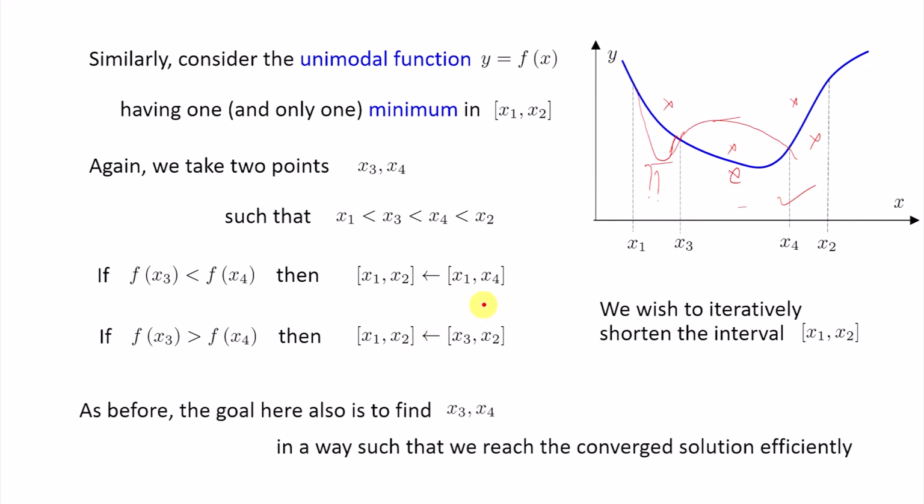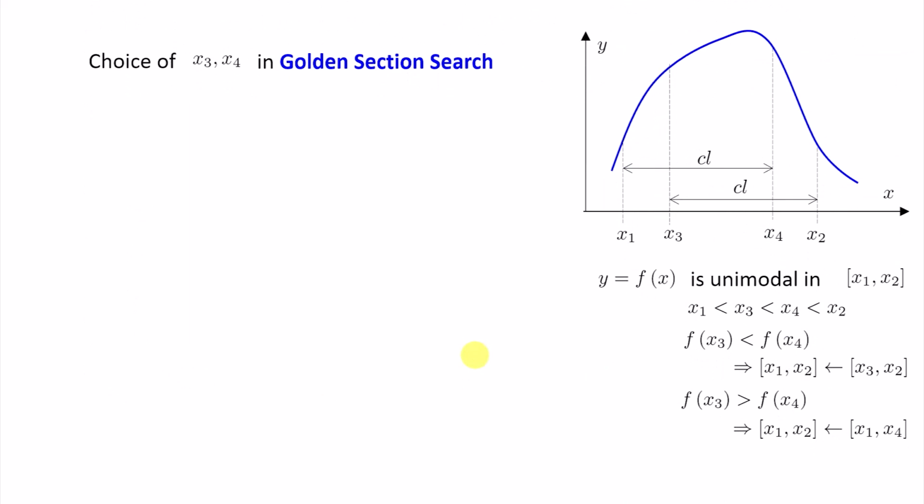The goal then remains the same: we have to find x3 and x4 in a way that we can converge the solution efficiently. As I said, there are many methods, so we'll take up one, that is the golden search. In this golden section search, we select x3 and x4 using a particular rule.